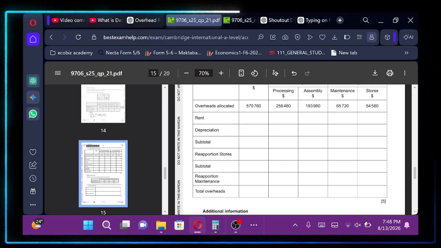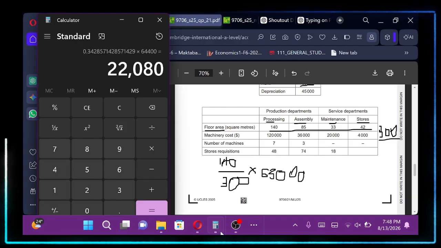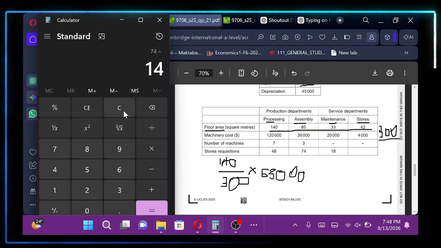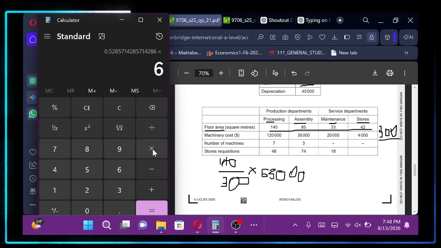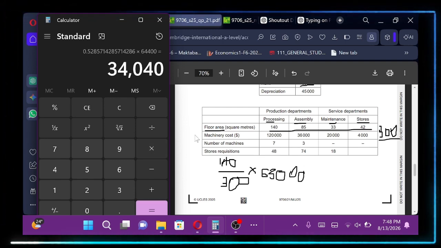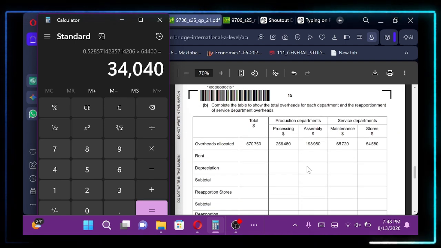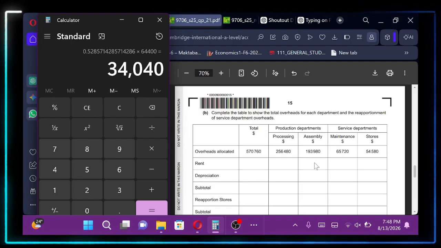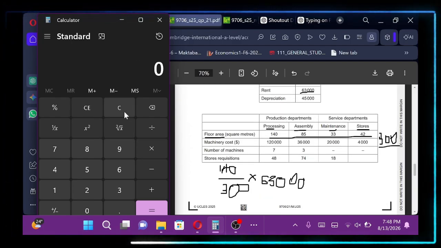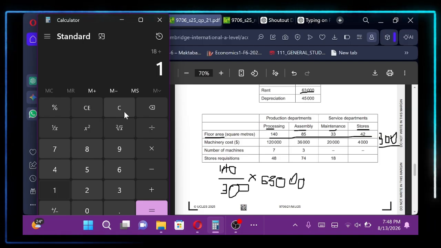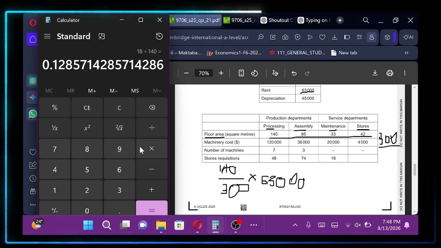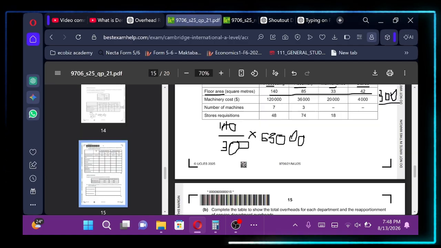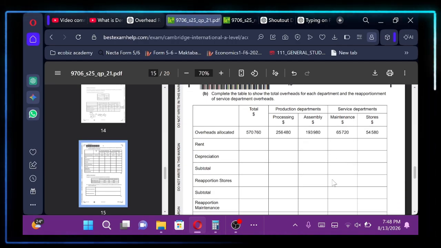And then for assembly, we do the same method. 74 divided by 140 multiplied by 64,400 gives 34,040. We're going to put it here. For maintenance, same thing. 18 divided by 140 multiplied by 64,400. Then you get 8,280, which we're going to put right here.